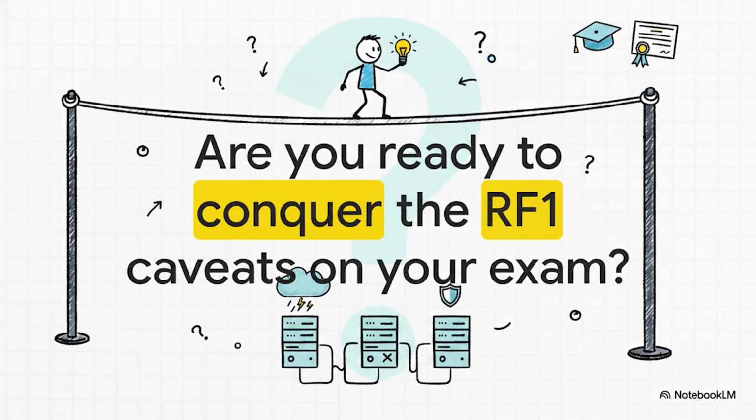So, knowing the severe limitations of this high-speed tightrope, are you ready to conquer the RF1 caveats on your NCP-MCI 7.5 exam? Remember these rules, trust your understanding of the underlying AOS mechanics, and you are going to easily spot those wrong answers on test day.